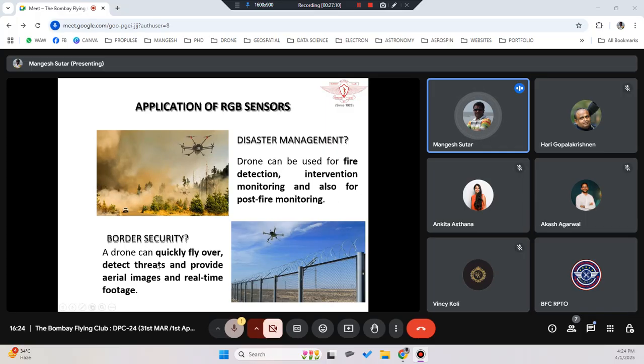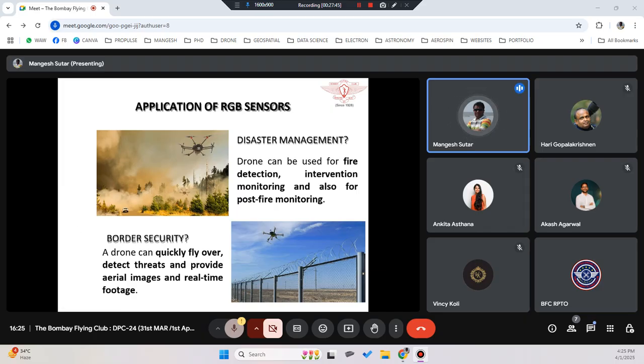Again, border security. This is another big aspect of drone usage by the defense. You see the border is huge. The northern border is very huge and hostile and very difficult to manage. At every part of the border you can't have personnel or a post. Normally your post is almost 2 to 5 kilometers away from the border, but you regularly send people to monitor the status of your borders.